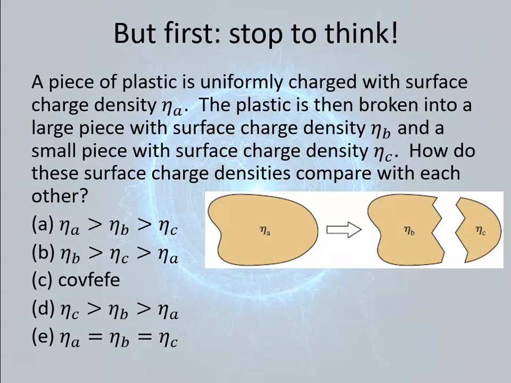Or does the larger piece that's broken up have a greater charge density than the smaller piece, which is greater than the original? Or is the smaller piece greater than the bigger piece, greater than the original big piece, or are they all the same? So the key term here is surface charge density, amount of charge per unit area. Well, since it's per unit area, breaking them up into smaller areas, you're also breaking them up into smaller amounts of charge. So you're still going to have the same amount of charge per unit area. So the answer is E.